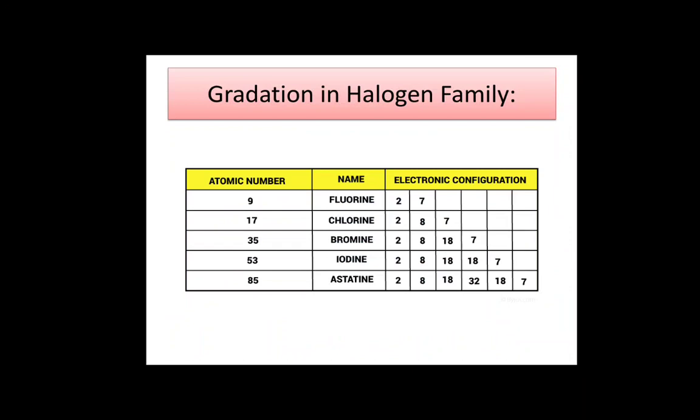Gradation in the halogen family. The halogen family is formed by fluorine, chlorine, bromine, iodine, and astatine. They have 7 electrons in their outermost shell. A gradation is observed in their physical state down the group. Thus, fluorine and chlorine are gases, bromine is a liquid, while iodine is a solid.